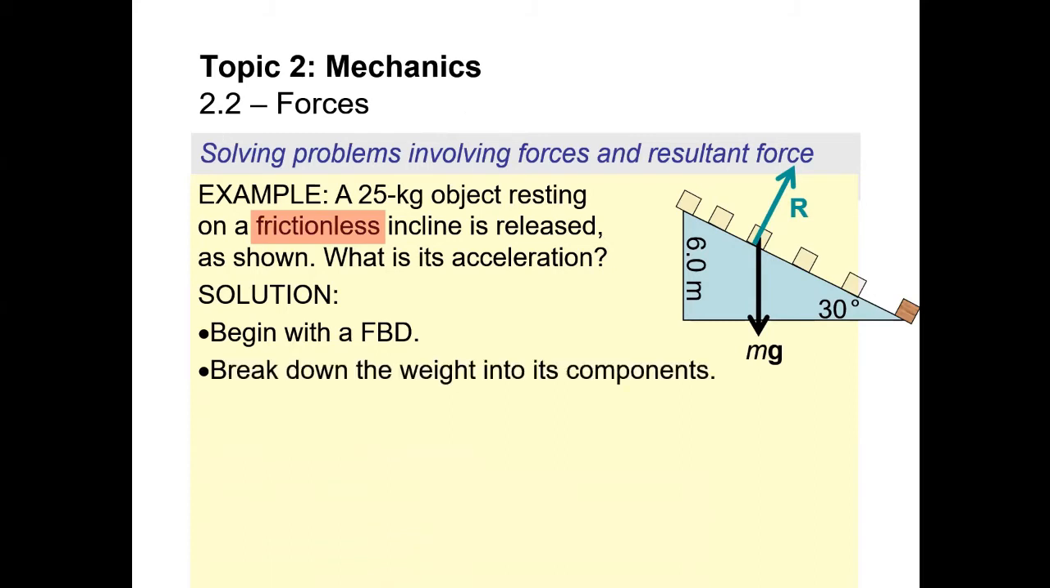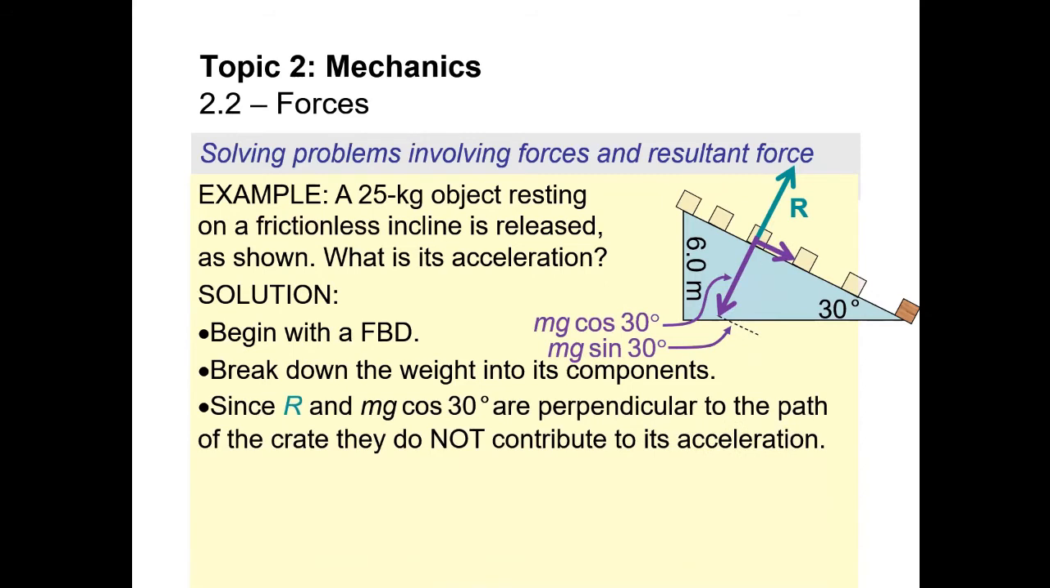Break down the weight into its components. Since this angle is 30 degrees, this is also 30 degrees. Adjacent is mg cosine 30 degrees. Opposite to the 30 degrees is mg sine 30 degrees.